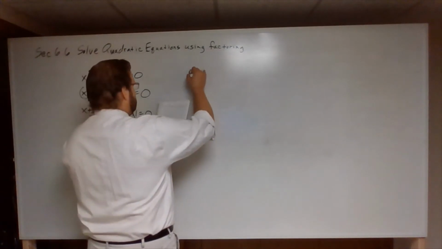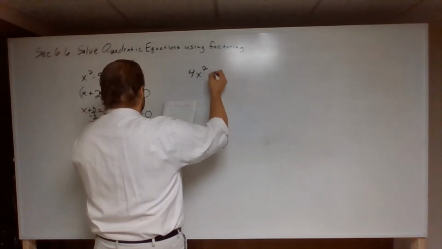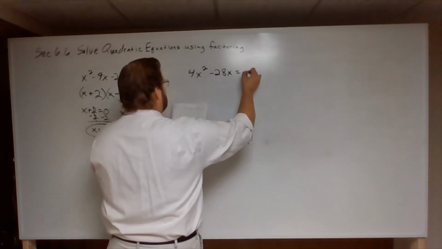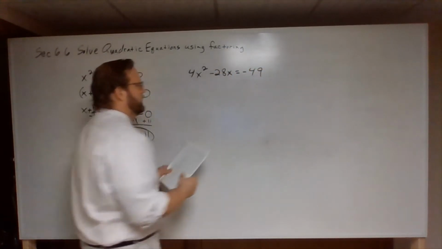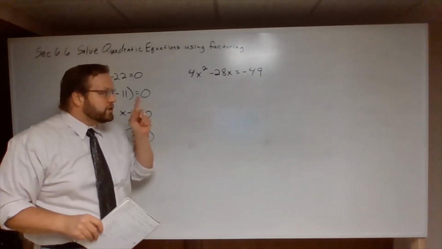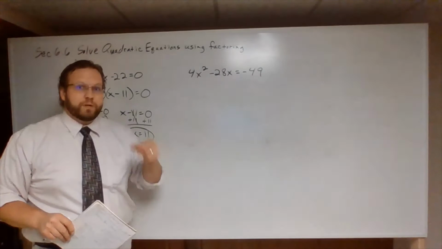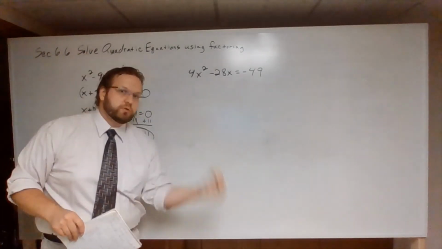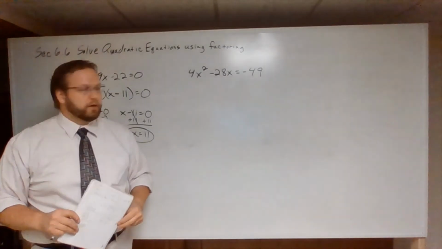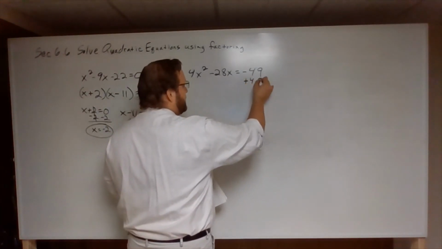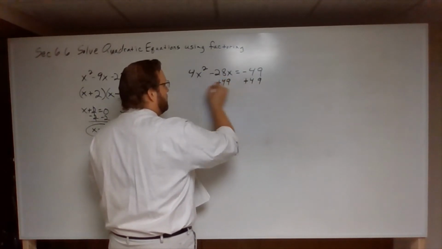How about this? Okay, now notice what's different about this. We don't have a 0 on one side. We need to have that in order to be able to use the factoring to use that zero product property. Okay, so what I'm going to do first is add the 49 over.